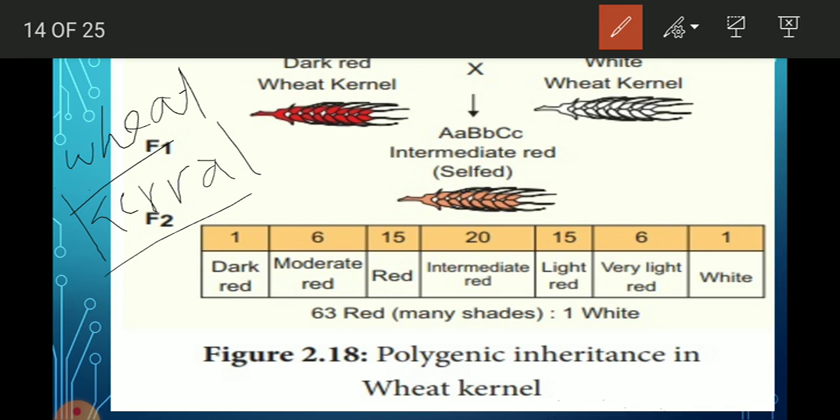As we have seen in human pigmentation, there are a variety of pigmentations here. There is the darker red and the white color. White means there is no pigmentation, and the reddish means there is the most pigmentation. When we cross, we get intermediate red, a lighter red in color, and with a self cross we get the result in the F2 generation of 63 red and 1 white out of 64. But the pigmentation is different in that: darker red, then moderate red, intermediate red, light and very light red, or a pinkish color, and then the white color.